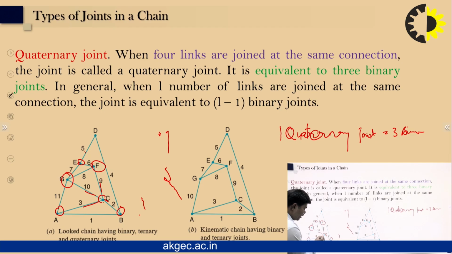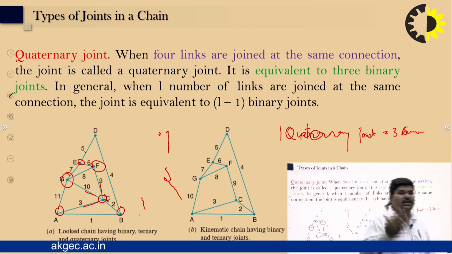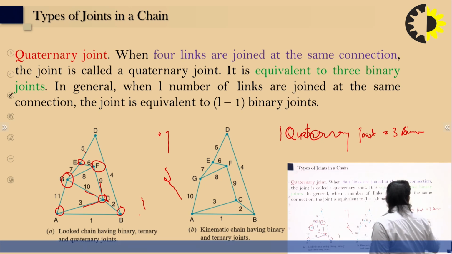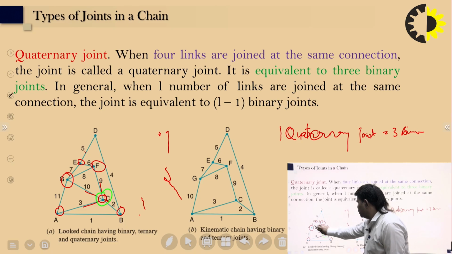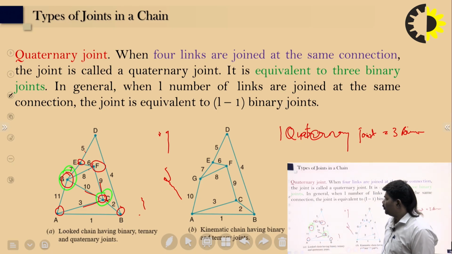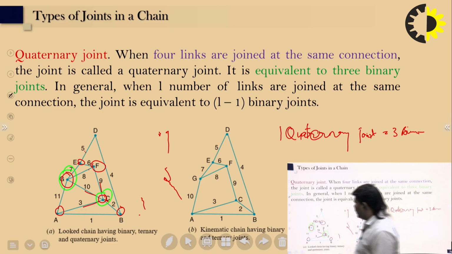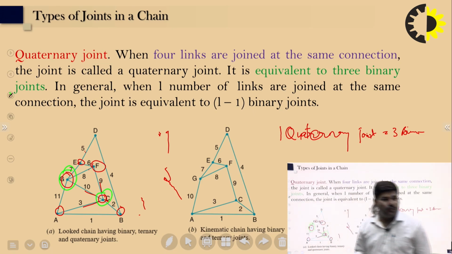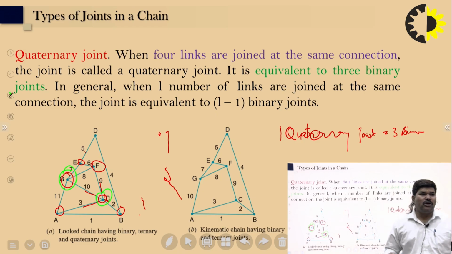At that point you can see what is called the quaternary joint. The four links are connected at that point, point C. Again, you can see point C and G are connected, so point C and G is the quaternary joint.